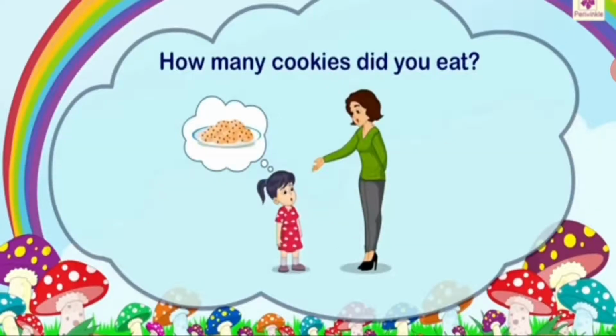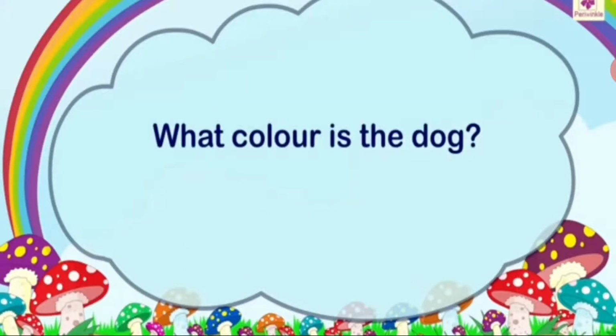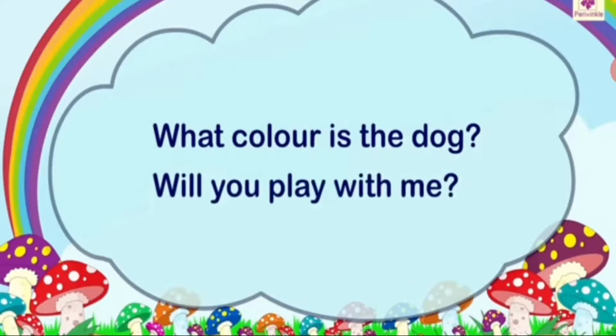Now look at this sentence. How many cookies did you eat? This is a question. Notice the symbol used at the end of the sentence. It is called a question mark. A sentence that asks a question ends with a question mark. Let us look at a few examples. What color is the dog? Will you play with me?